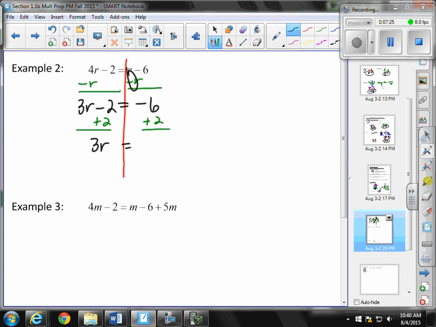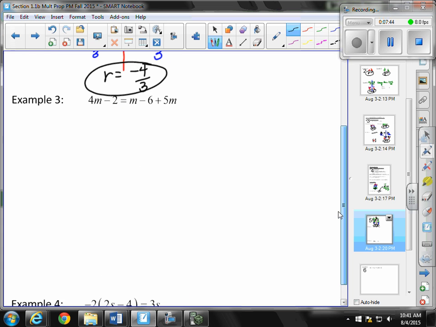3r equals negative 4. And to get my r by itself now, I need to use my multiplication principle and divide both sides by 3. r equals negative 4 thirds. There's my answer that I'm going to type into MyLabs Plus.